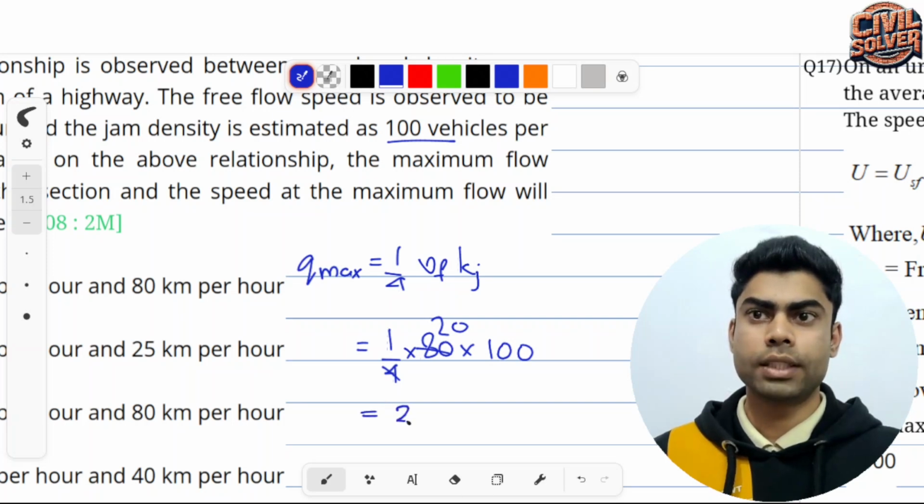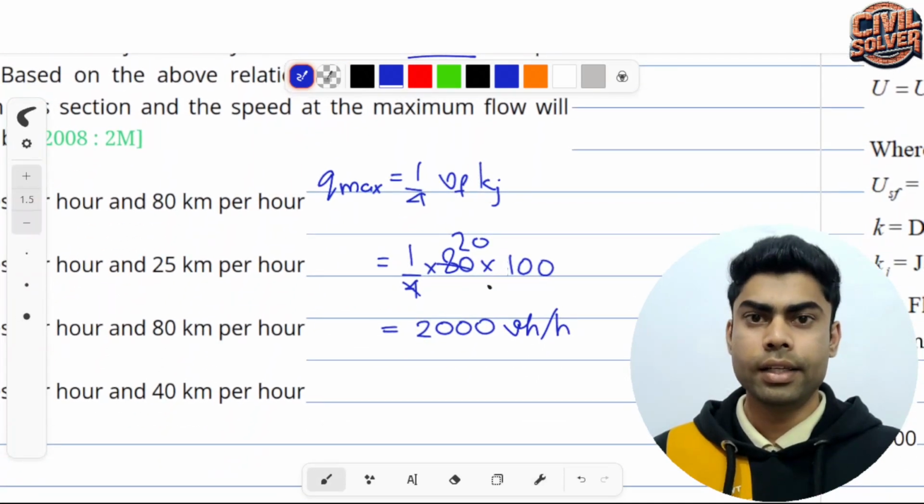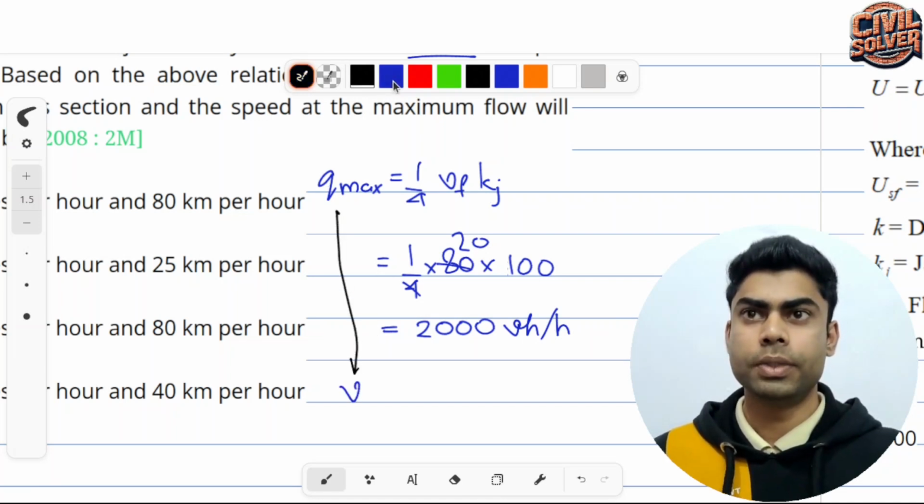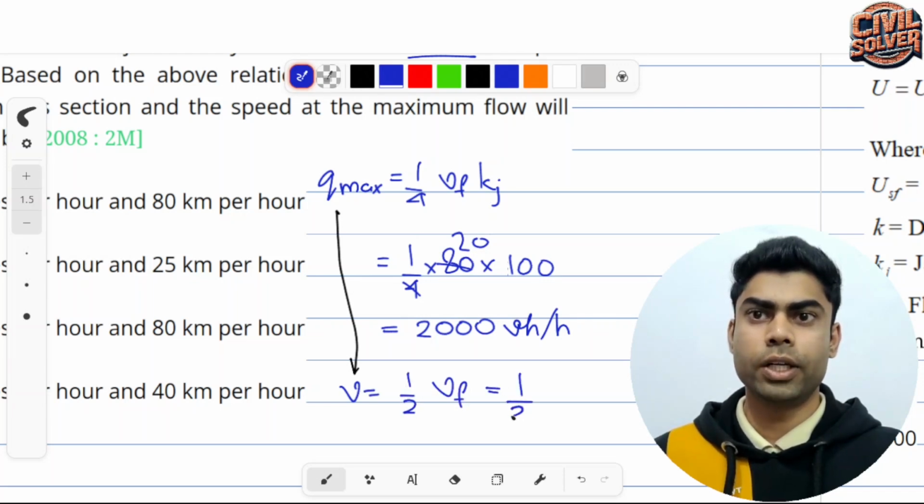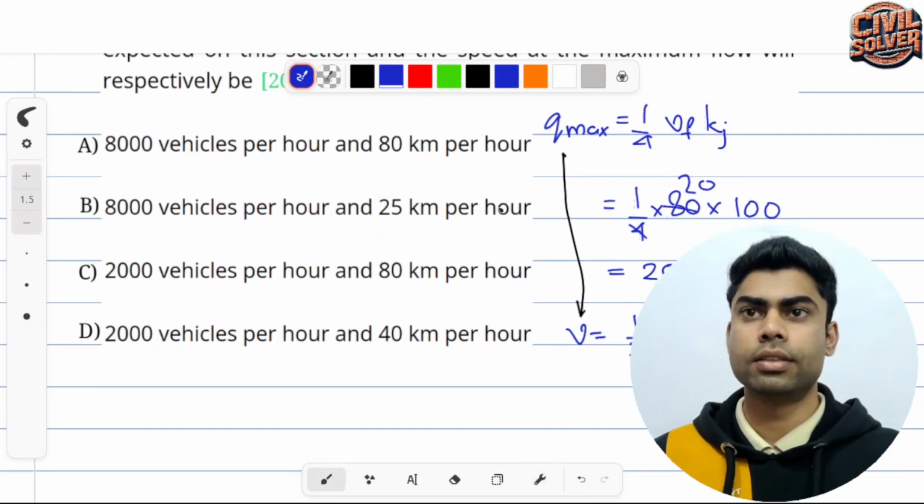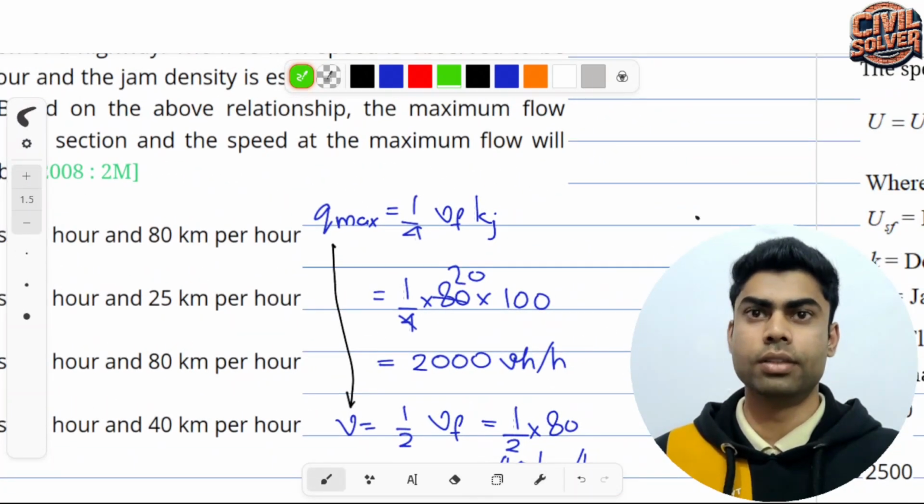That means the Q max is 2000 vehicle per hour, and we saw in the beginning that Q max occurs at a speed of half of VF. That is, at Q max the speed is half of VF. That means 1/2 times 80, that means 40 km per hour. So the answer is option D, 2000 vehicle per hour and 40 km per hour. Direct formula based question, very easy question.